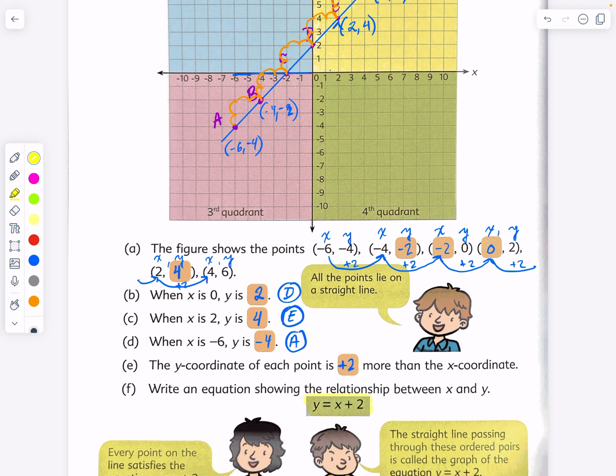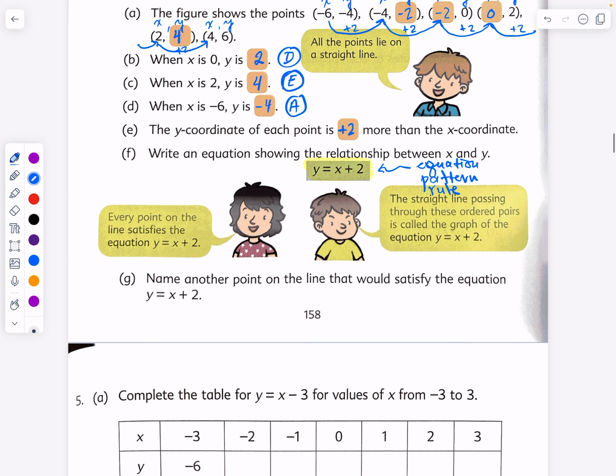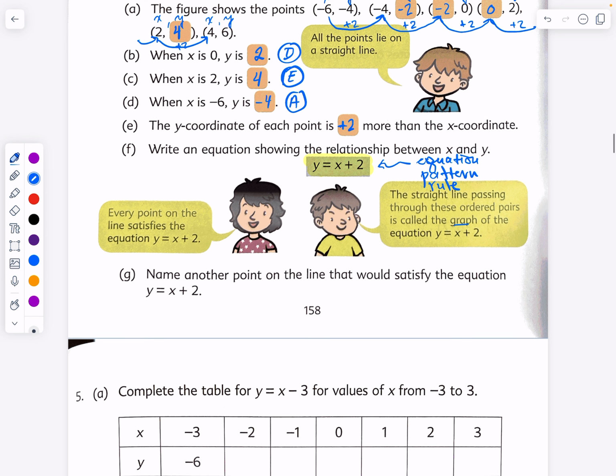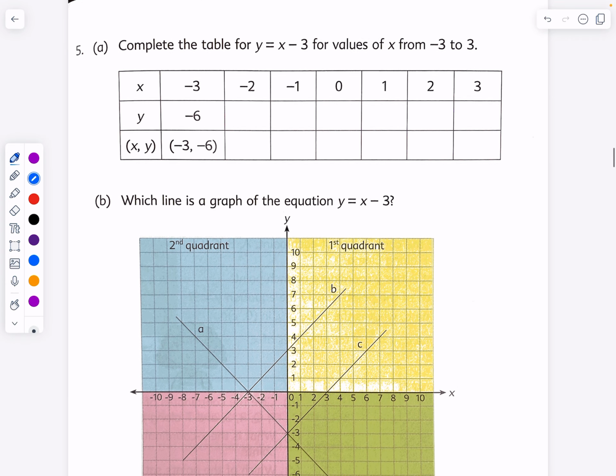And we call this an equation of the line, or a pattern, or a rule. All, of course, are synonyms in algebra. The straight line that's passing through all these points is called the graph with the equation y equals x plus 2. Now, let's take a look at number 5.